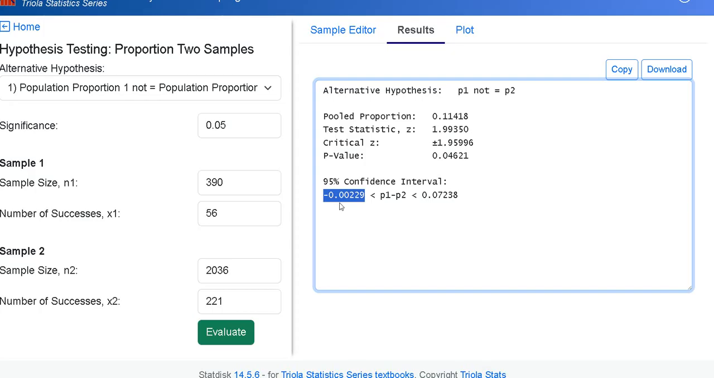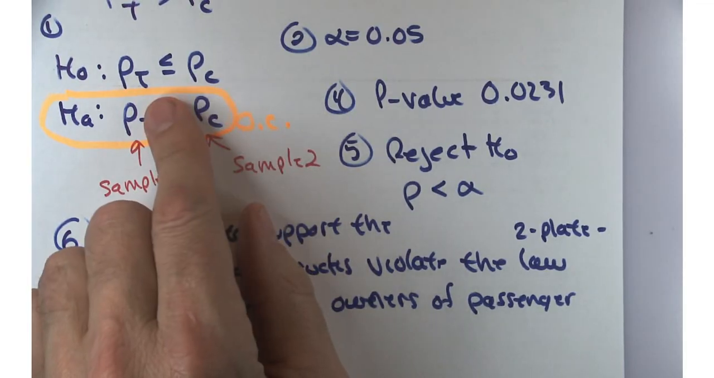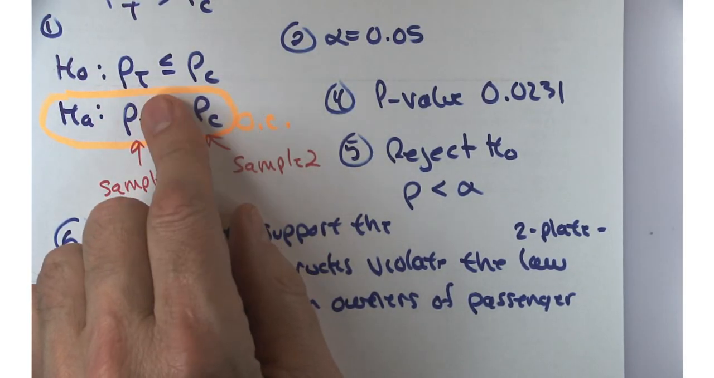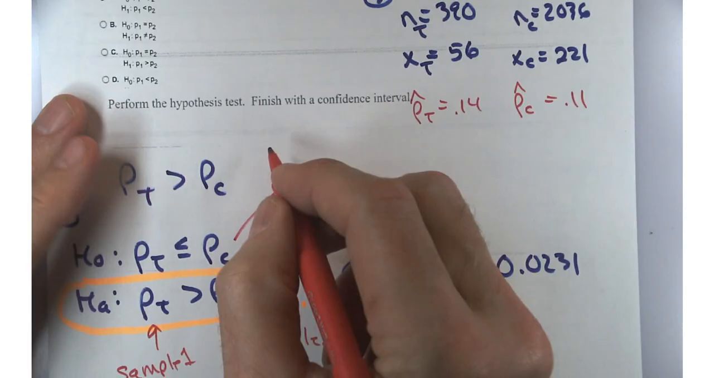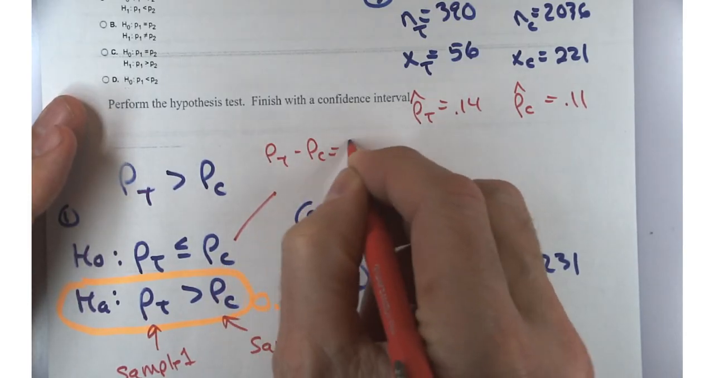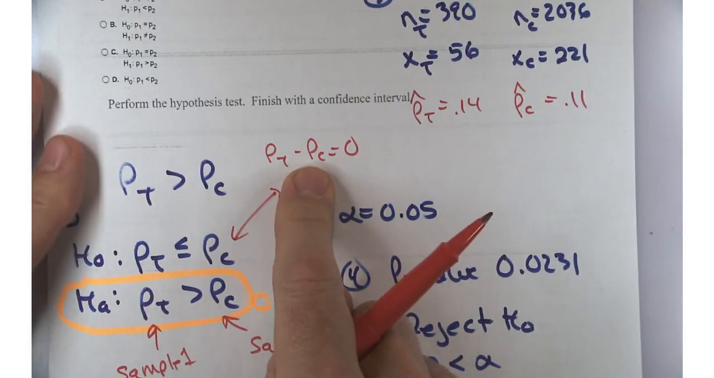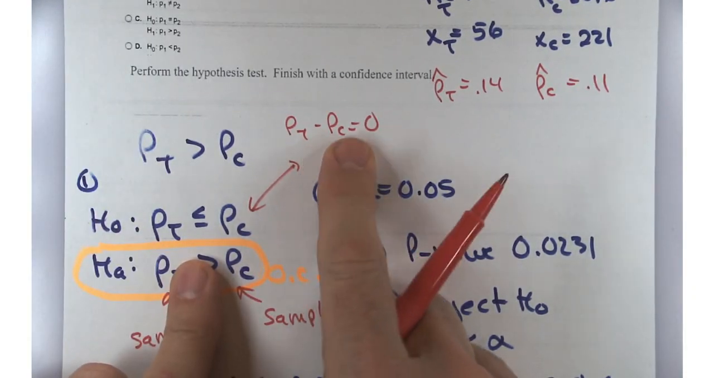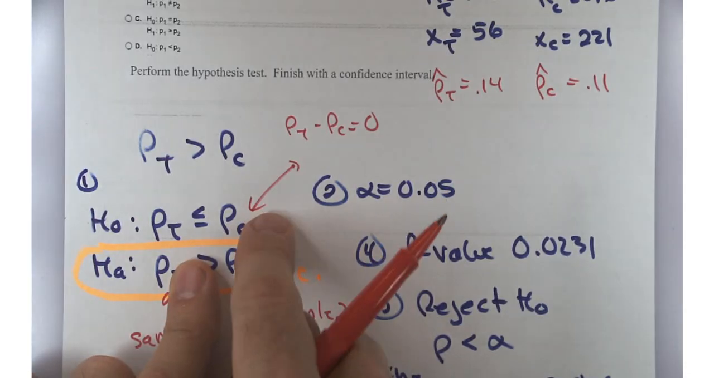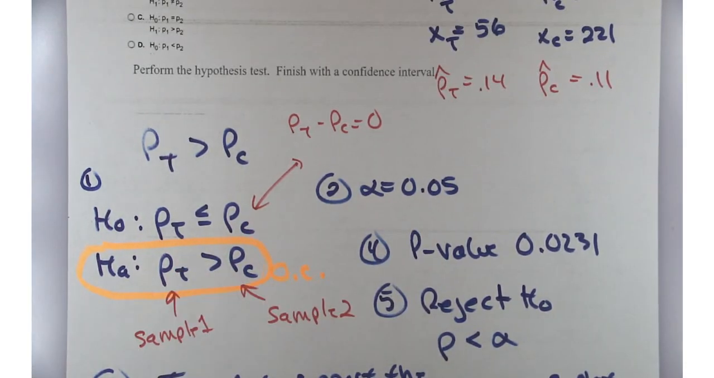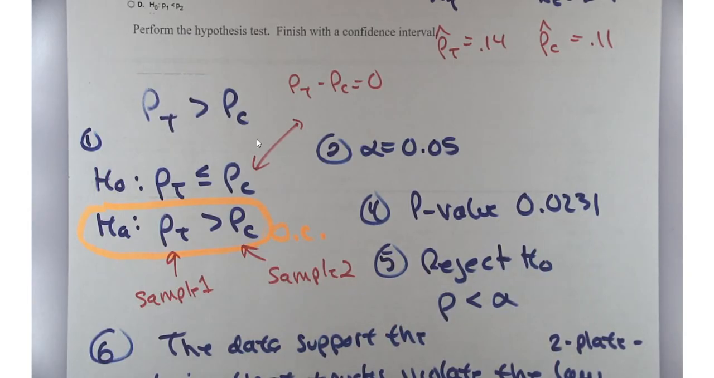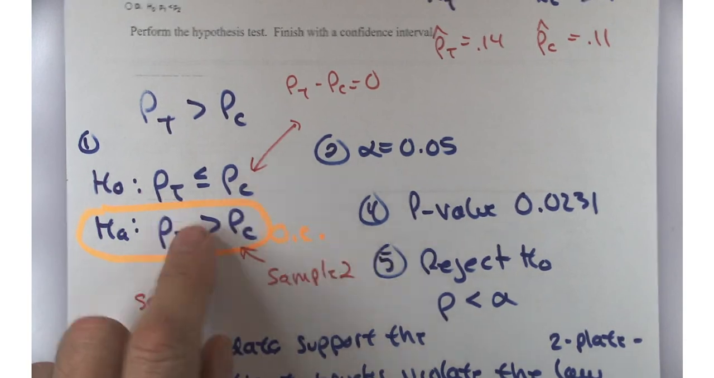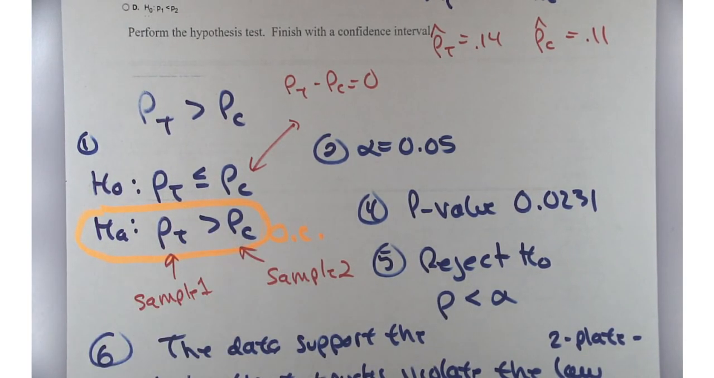Because remember, your null hypothesis says that one of the possibilities is that these two things are equal. And if those two things are equal, then that's going to mean that P sub t minus P sub c should equal 0. That's one of the possibilities. So if your confidence interval contains 0, you should not be rejecting H naught. Now in the case when your confidence interval and your hypothesis test conflict, then you should trust your hypothesis test. So I would stick with the hypothesis test on that one.